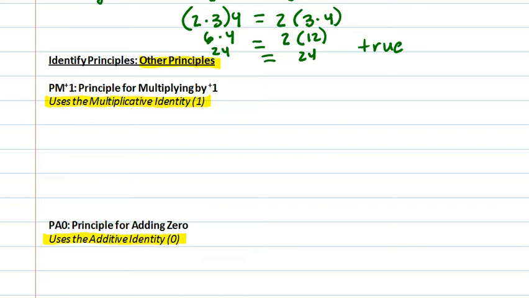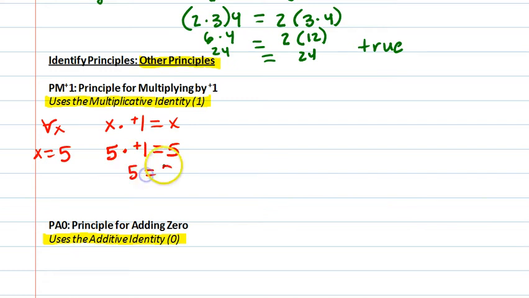So let's look at these two principles. Let's start with the principle of multiplying by positive 1. For all real numbers that I use for x, this should be true. X times positive 1 should give me x. Well, let's say x equals 5. 5 times positive 1 equals 5. Well, 5 equals 5, so this is true.